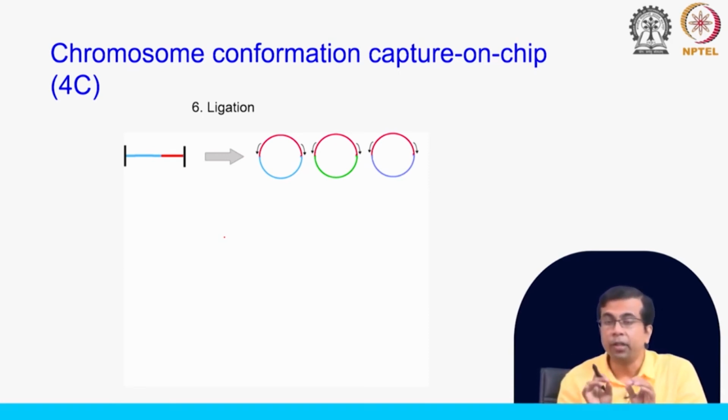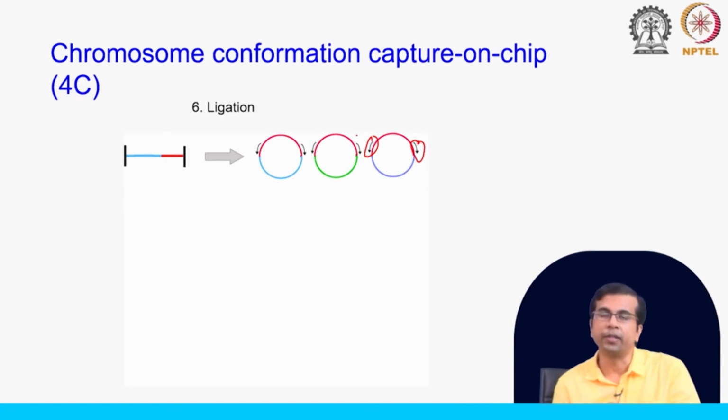Now, once we have generated these, we know the bait sequence. This is the specific locus that we are interested in. So, we can design primers on the bait. Here is the bait sequence, and I can see these primers here in black arrows. And we can do something called inverse PCR. This is not normal PCR.